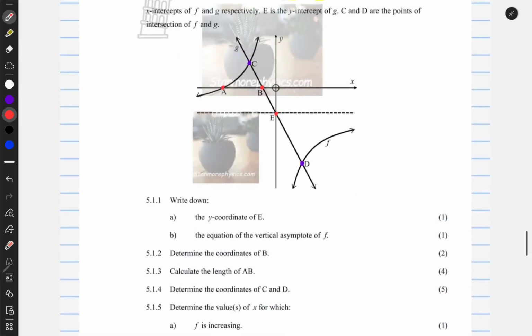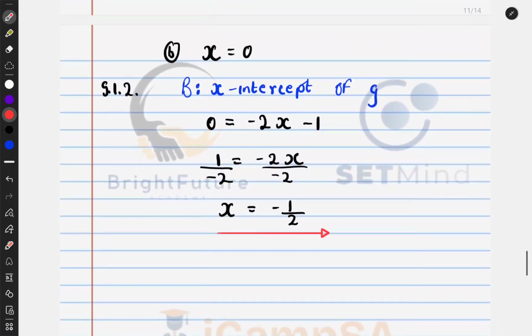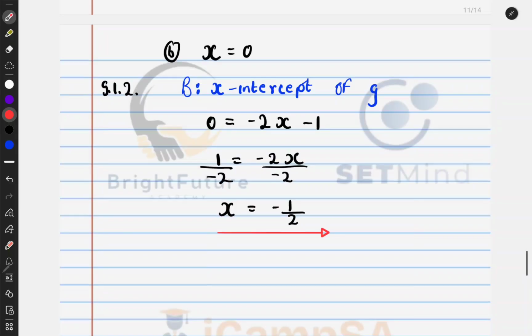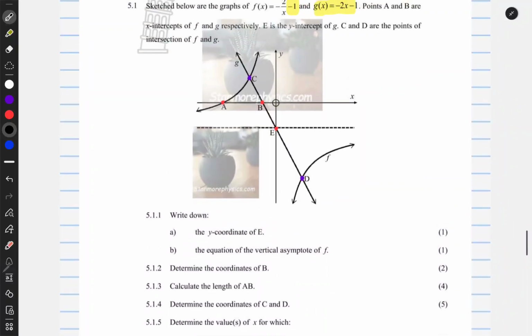Okay, and then it's just the coordinates of B, so we need to write both of them. Therefore, the B answer is not complete from there. B is (0, -1 over 2). Those are the coordinates of B, the x-intercept. Okay, and then next we are asked to calculate the length AB.